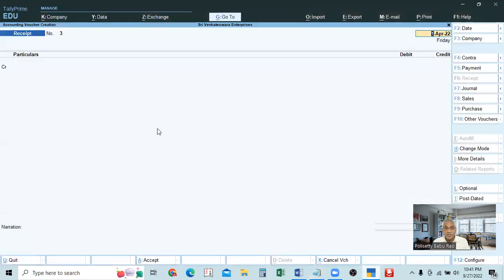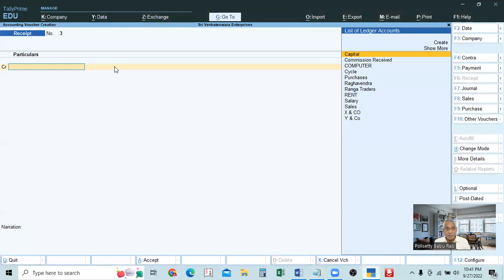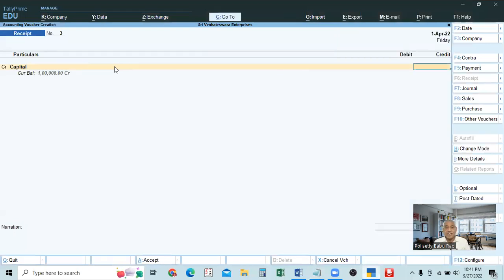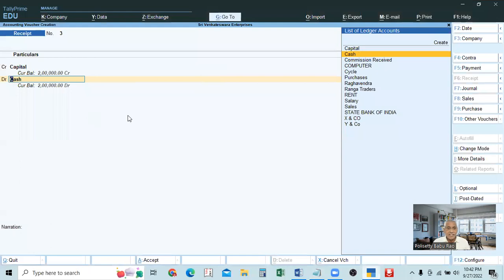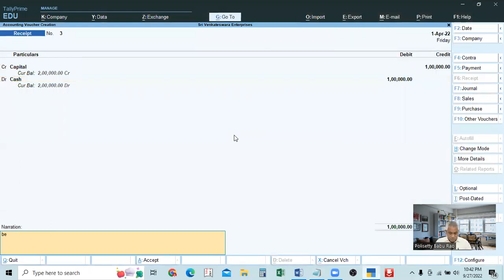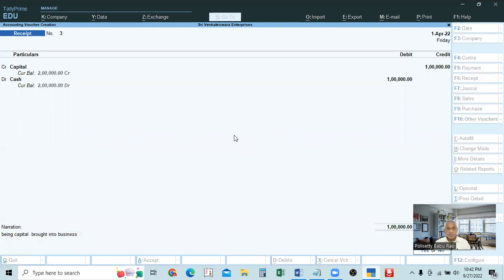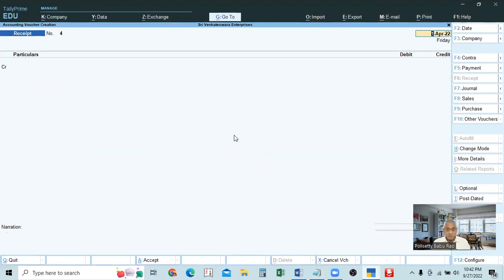So what you have to do? First of all, the receipt column. Date is 1st April. In the receipt column, you have to take the capital account, isn't it? From where you are receiving? From owner, capital, 1 lakh. And then what you are receiving? Second one, you are receiving cash. So the cash account is to be debited. As per rule also, debit what comes in, cash is coming in. Simply, capital brought into business. That's all. So this is the first transaction.